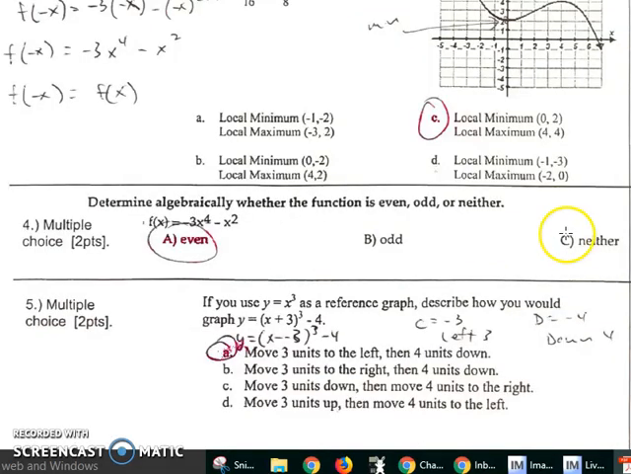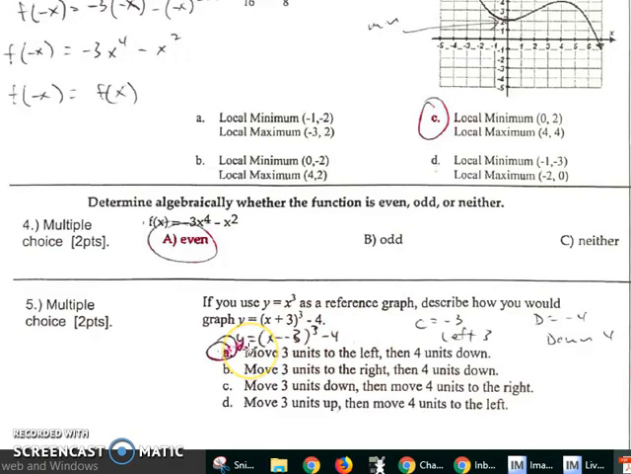And then question number 5, using y equals x cubed, the cubic parent function, as a reference graph, describe how you would graph y equals x plus 3 cubed minus 4. First thing I do is look at that plus sign. I have a silly phrase: add to x, go west. So this means you're going west, which means moving to the left 3 units.